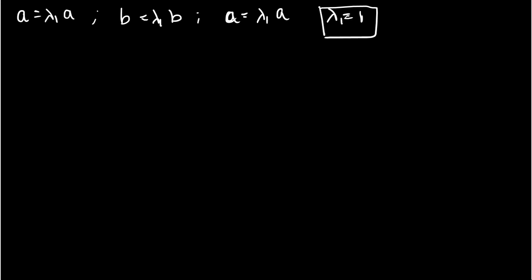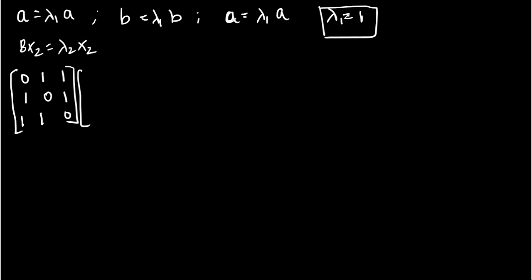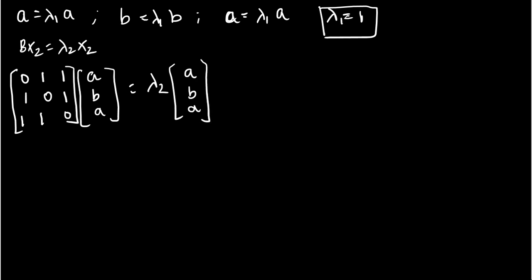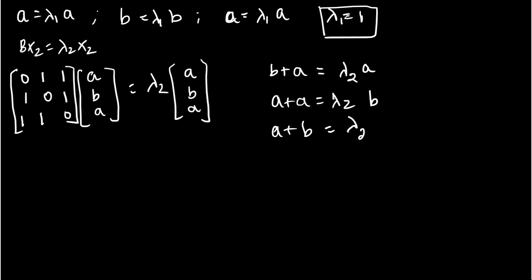So we are going to basically use the other equation, which is Bx2 is equal to lambda 2 x2. So over here our B is 0, 1, 1, 1, 0, 1, 1, 1, 0, times A, B, A, which is equal to lambda 2 times A, B, A. So the three equations found over here are B plus A is equal to lambda 2 A, A plus A is equal to lambda 2 B, and A plus B is equal to lambda 2 A. So using the second equation, I can say that lambda 2 is equal to 2A by B.